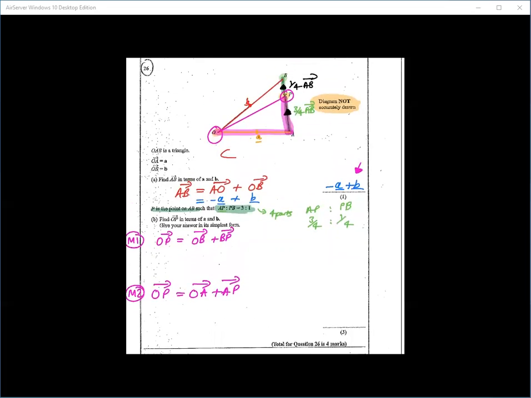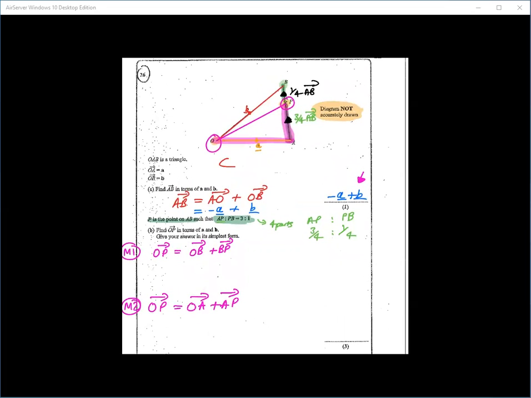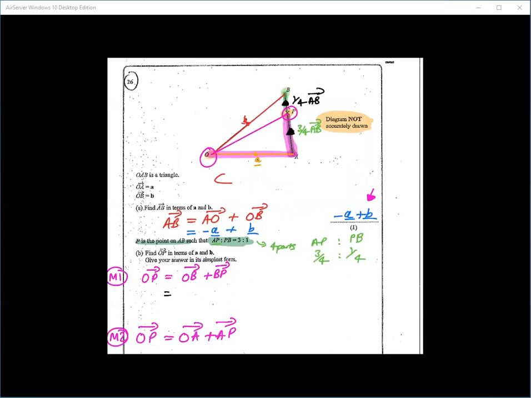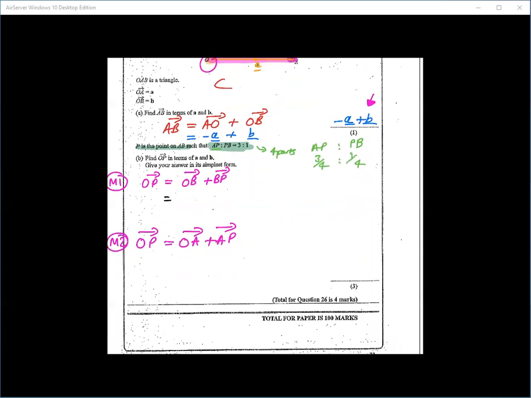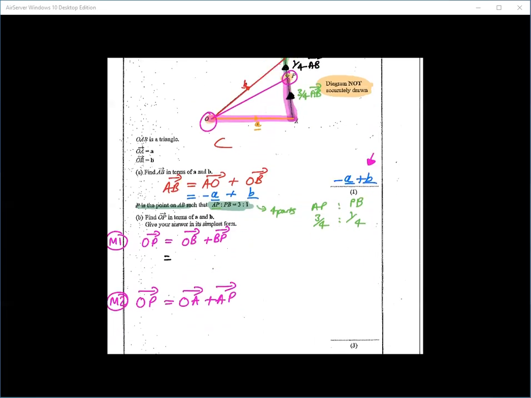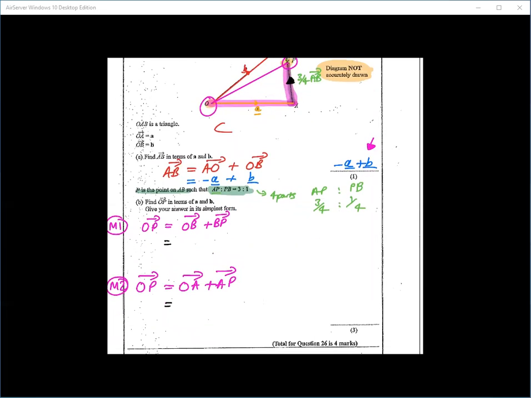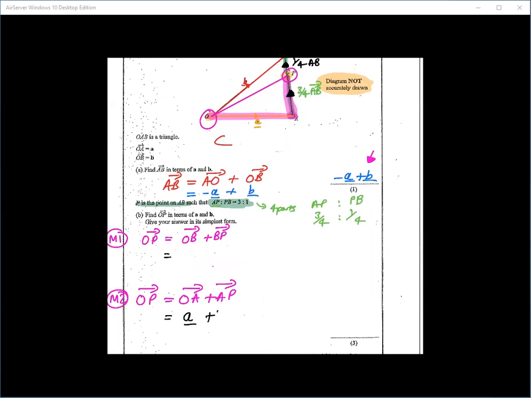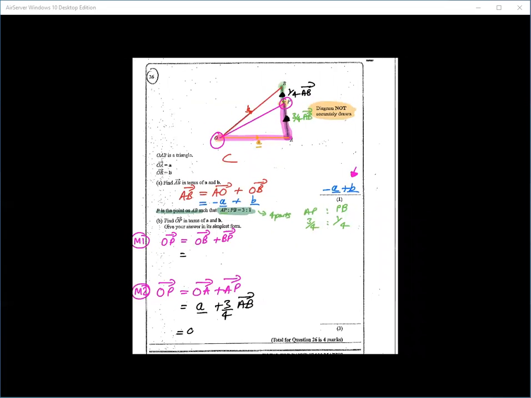So we'll do method number 1 first, and let's see how far we get with that and how much work we do. So Ismail, you can do method number 2. Actually, do method number 2 first. Ismail, go for it. So what is O to A? It's A. And what's A to P? 3/4 AB. And what is AB? Minus A plus B.